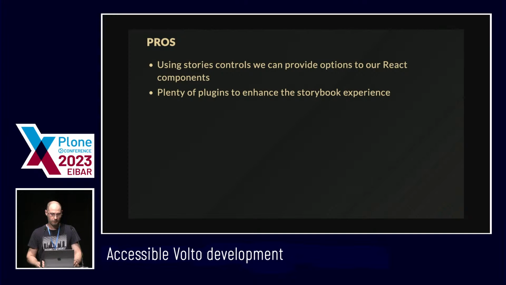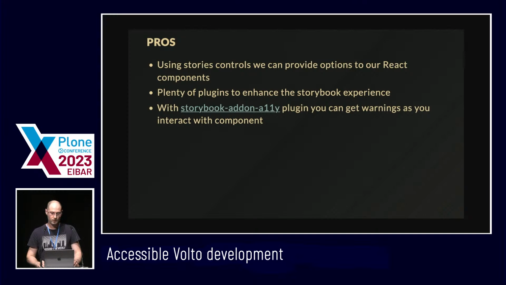I can think of a few plugins such as the responsive design mode, where you can test the components as if you were on a mobile or a tablet, or the HTML plugin, which allows us to also see the output of our components. With the Storybook add-on A11y plugin, you can get warnings as you interact with your component, and in a little bit, I'll show you that in a demo.